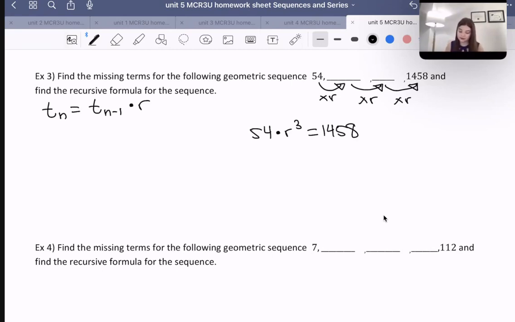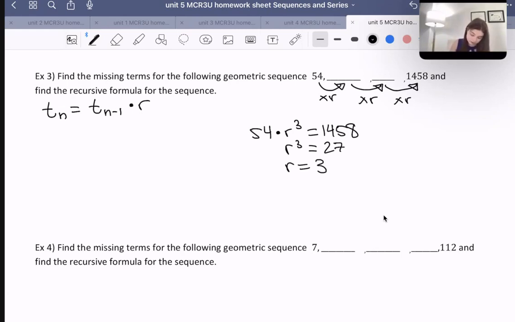We can figure out the second term by taking the first term and multiplying it by the ratio, and we can do the same thing again and again. We need to make sure that when we do that, we get 1,458 as term 4. So let's do it. First, I'm going to divide both sides by 54. That gives us r cubed is equal to 27, and that means r is equal to 3. So our common ratio is 3.